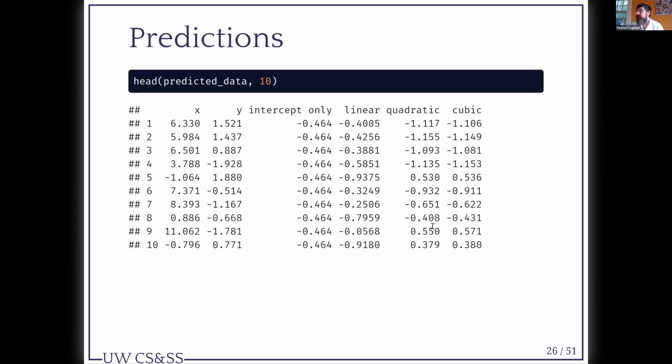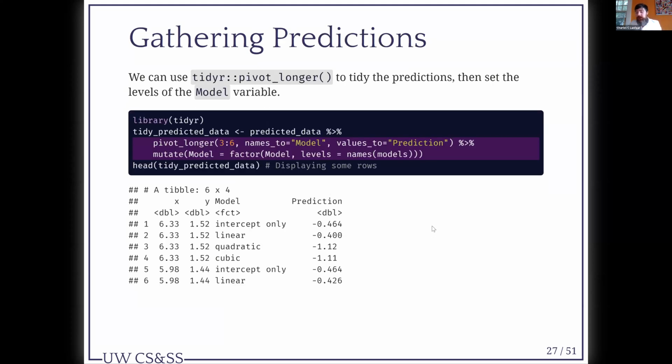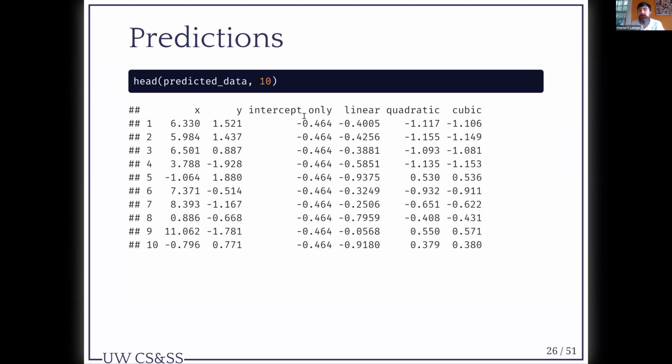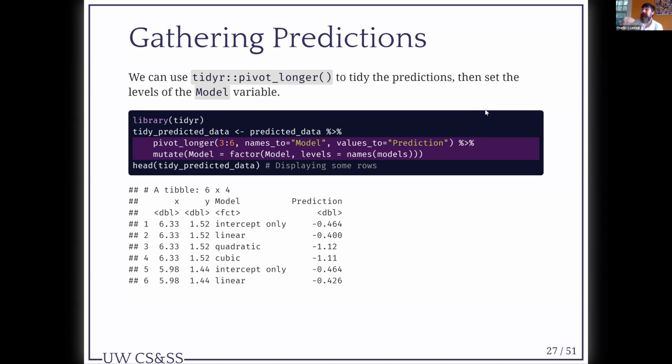Okay, so I can look at those predicted values. I just saw them in the console before. This is exactly what it is. New columns for intercept only, linear, quadratic, and cubic. The thing is, though, if I want to plot these results on a ggplot, I want intercept only, linear, quadratic, and cubic to all be in one column. I want them to all be in a prediction column, and I want another column that says which model the prediction belongs to. So what I want to do is pivot my data longer so they're in long format instead of in wide format.